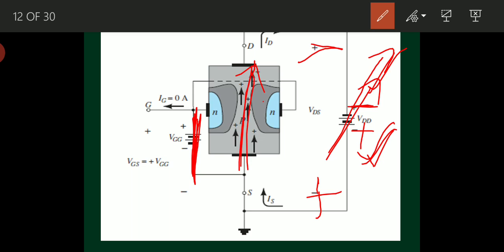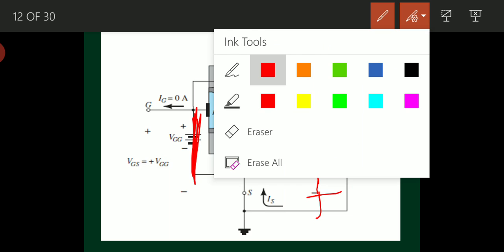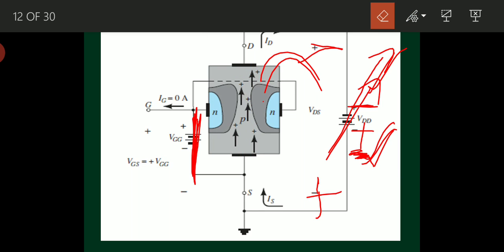Why? Because the positive terminal of the battery repels the positive holes here, and the negative terminal of this battery attracts the holes there. So what will happen if I increase this VDS much more? More charge carriers will move from source to drain. That's why current also increases. Put it in your brain at this point. So current also increases.